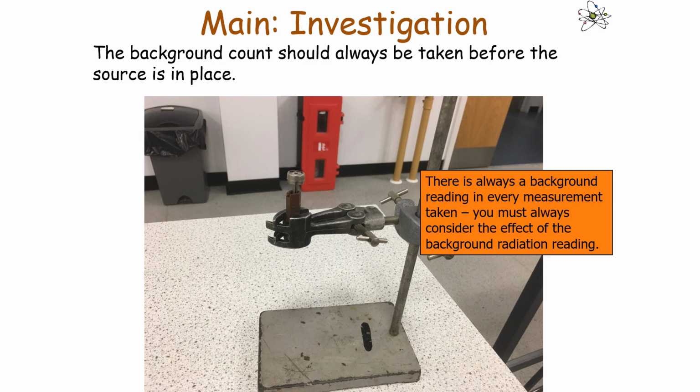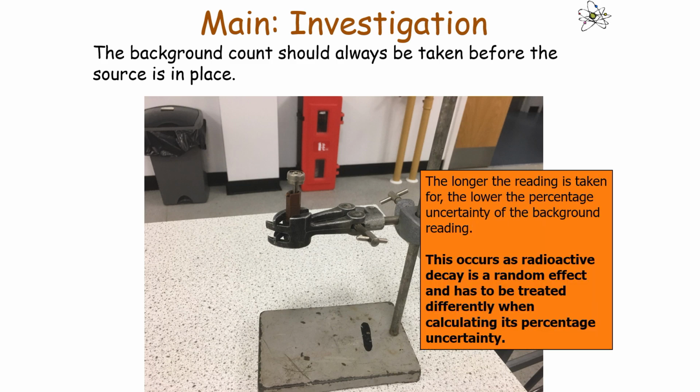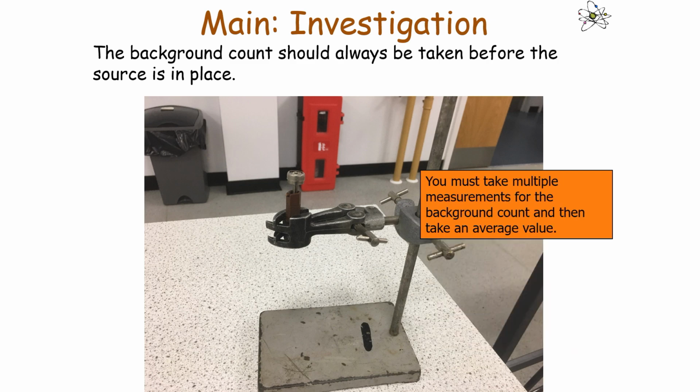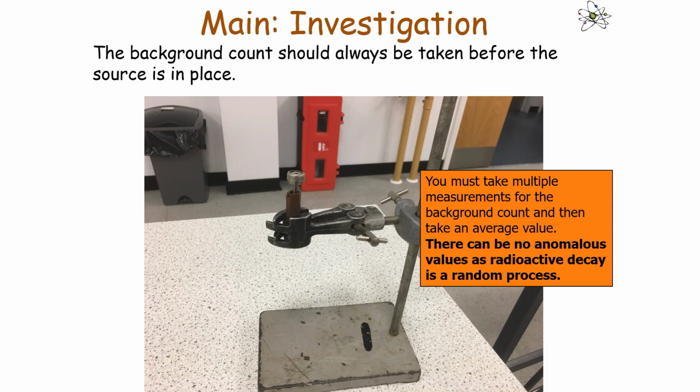Now, there is always a background reading in every measurement taken. So you've always got to consider the effect of the background radiation reading. The longer you take your reading, the lower the percentage uncertainty of the background. This occurs because radioactive decay is a random effect and has to be treated differently when calculating percentage uncertainty. In addition, you've got to take multiple measurements for the background count and then take an average value. Be aware there can be no anomalous values, as radioactive decay is a random process.